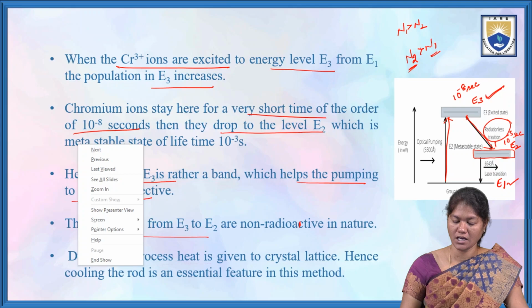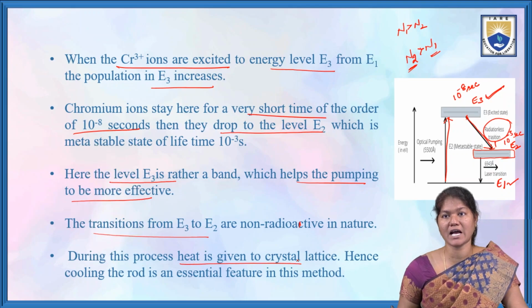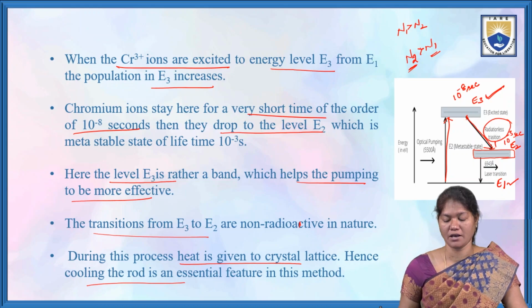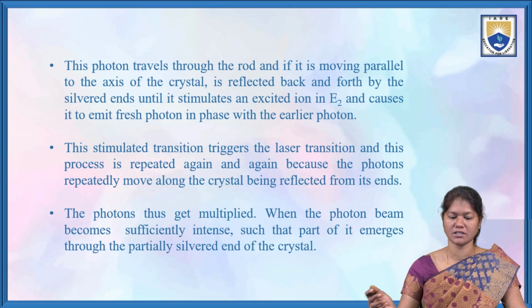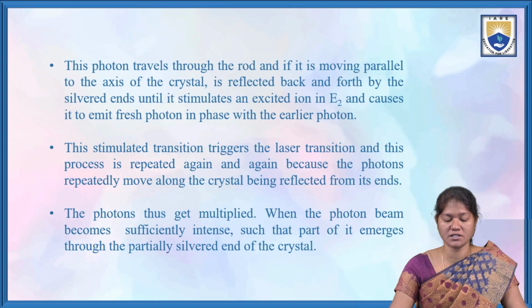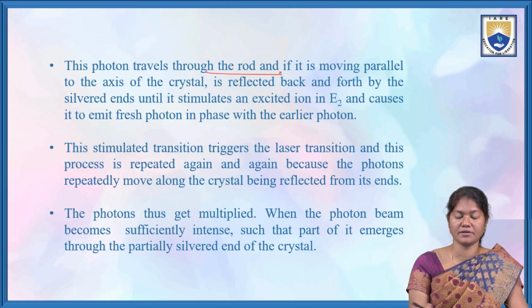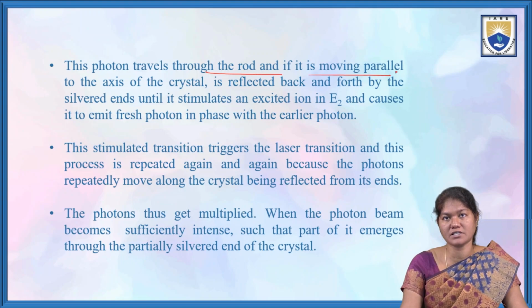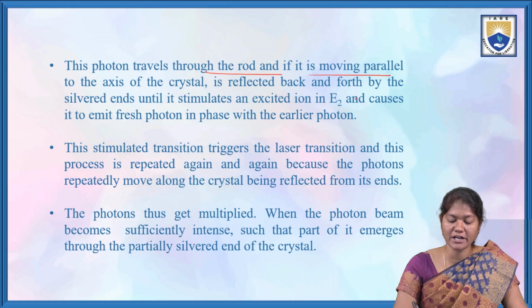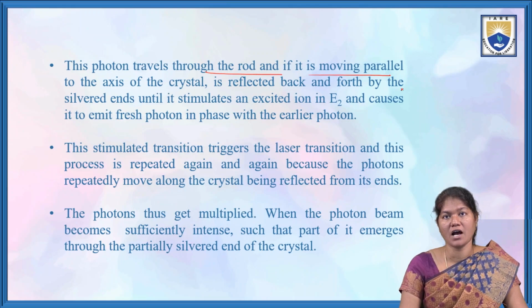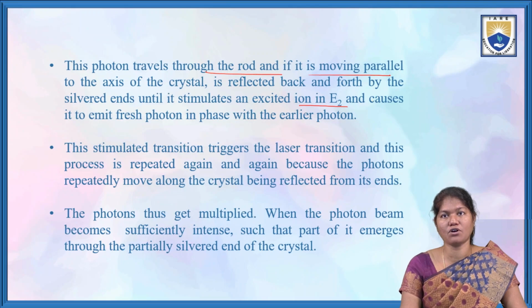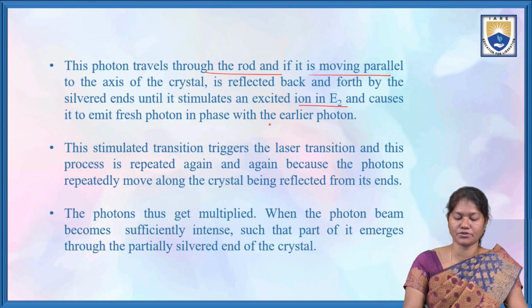During this process, heat is given to the crystal lattice, hence a cooling rod is an essential feature in this method. So these photons travel through the rod. If a photon is moving parallel to the axis of the crystal, it is reflected back and forth by the silver ends until it stimulates an excited ion in E2 and causes it to emit a fresh photon in phase with the earlier photon.